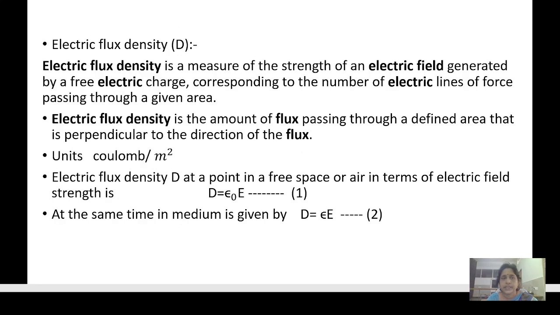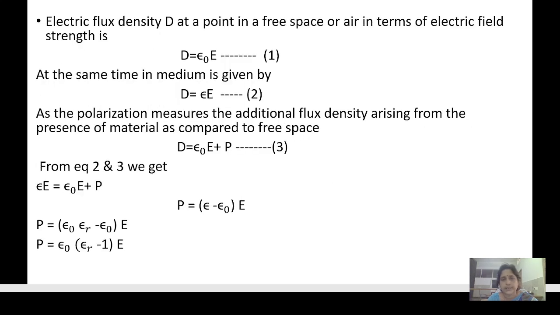Another definition, electric flux density. Electric flux density is the amount of flux passing through a defined area that is perpendicular to the direction of the flux. Units are coulomb per meter square. Electric flux density D is equal to epsilon naught E, and also in media, electric flux density D is equal to epsilon E.